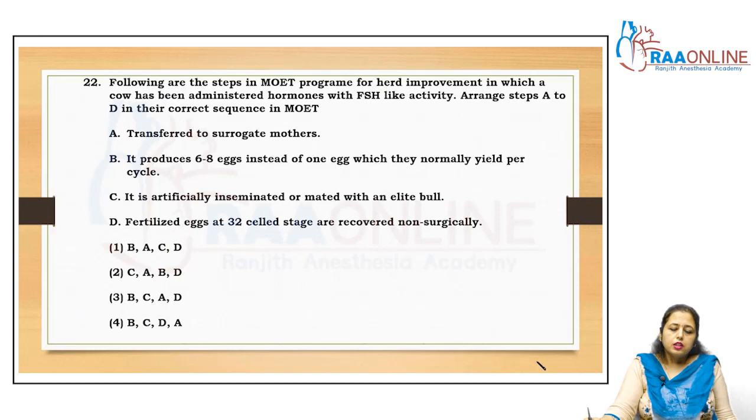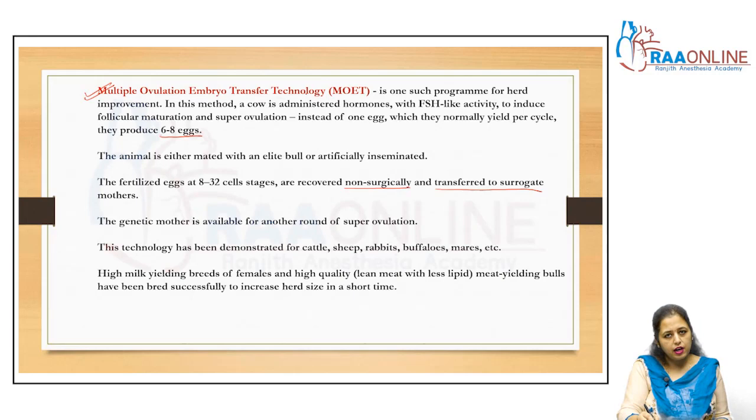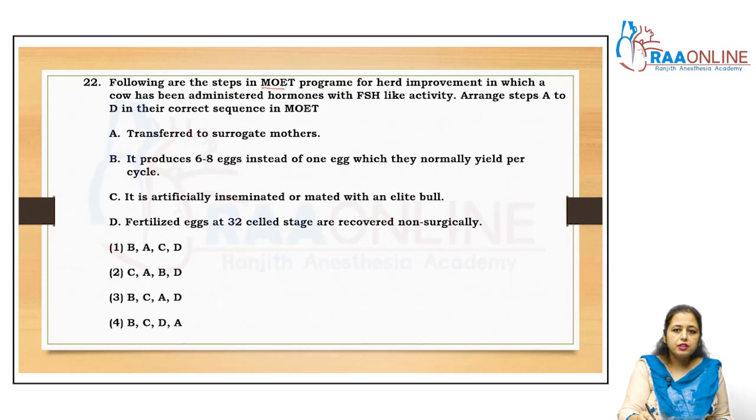Following are the steps in the MOET program, which we already discussed. What is MOET? That is multiple ovulation embryo transfer technology. In which a cow has been administered hormones with FSH-like activities. Arrange steps A to D in their correct sequence, right? So what will happen? Transfer to the surrogate mother is the last option.